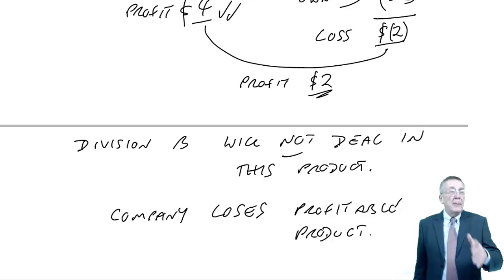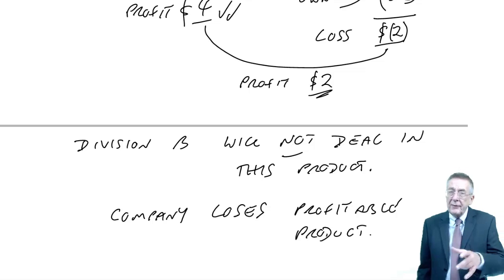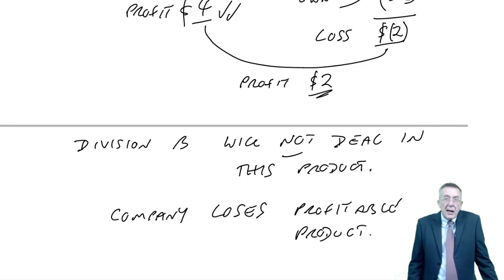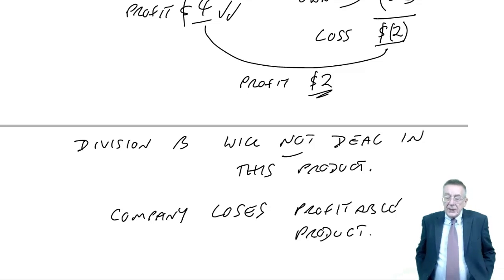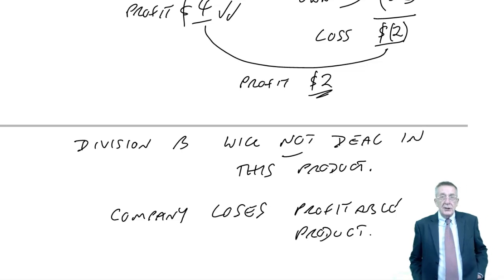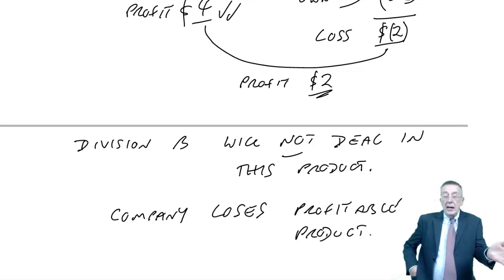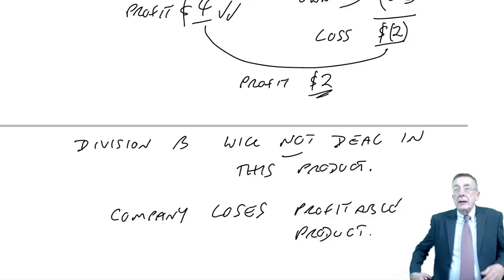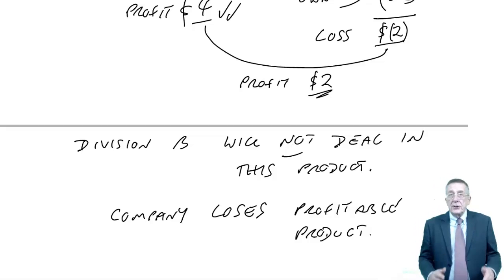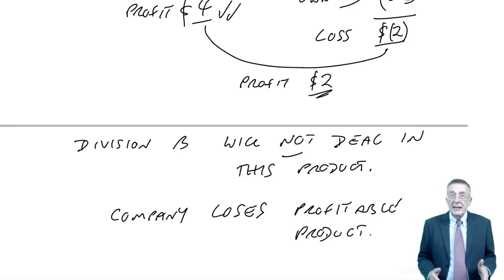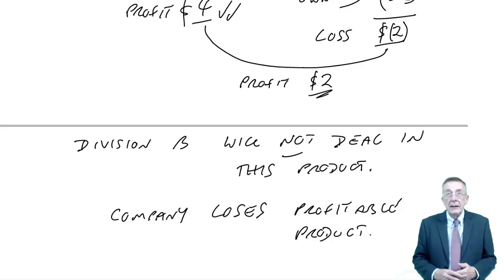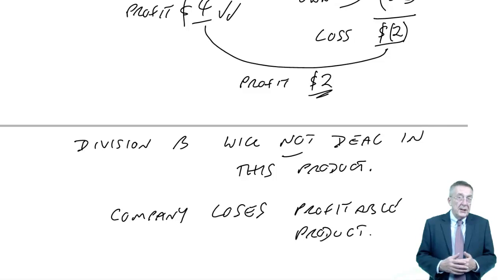We already knew for the company as a whole, there's a profit of $2. And so the company wants this produced. But it's when we leave the decisions up to the managers that if the transfer price is such that either of the divisions report a loss, that division will refuse to deal in it. And in that example there, the company ends up losing a product that they actually want to produce.